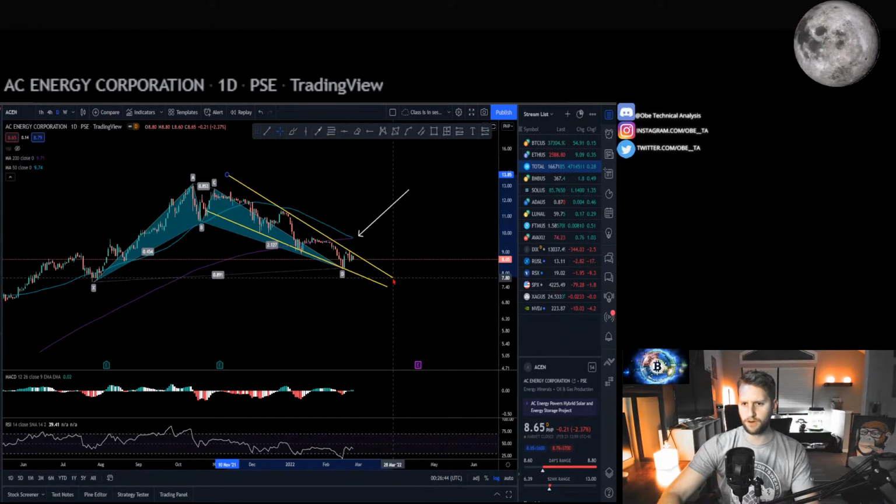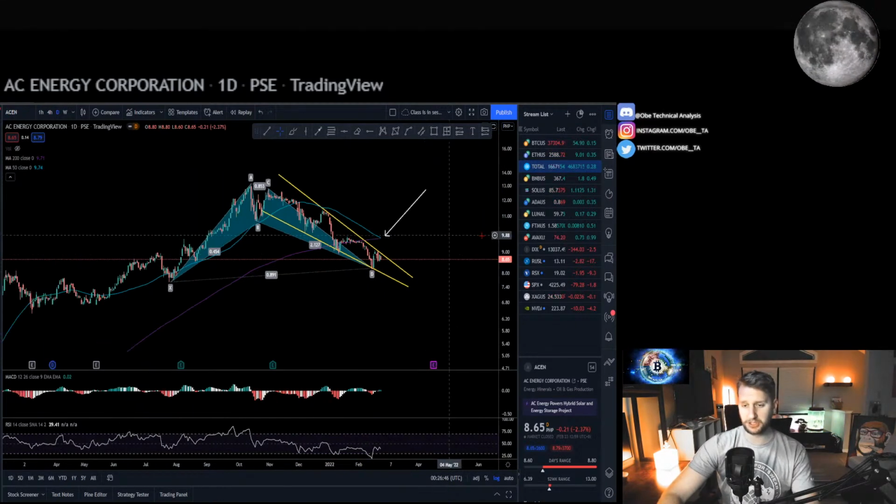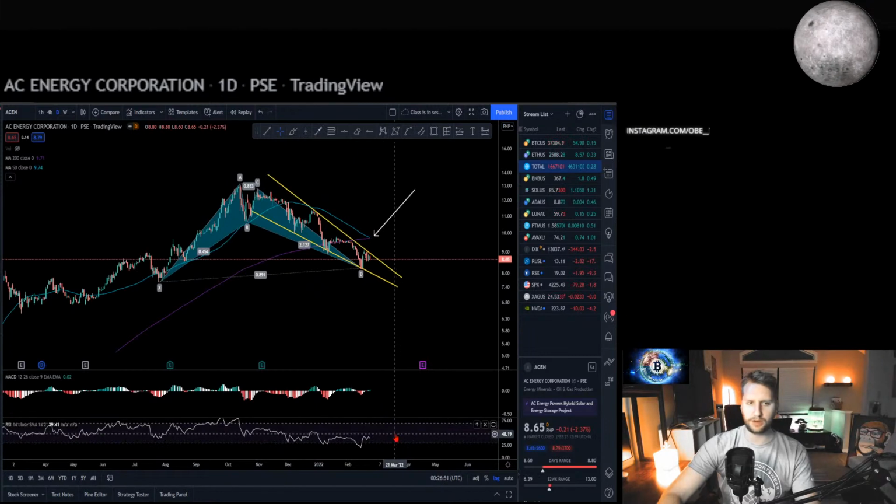All right, bit of a falling wedge. Okay, it's kind of interesting. And looking at the oscillators, so here's the thing with the daily.